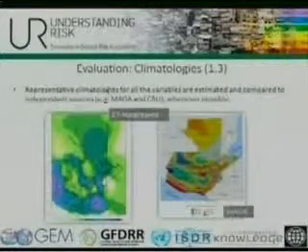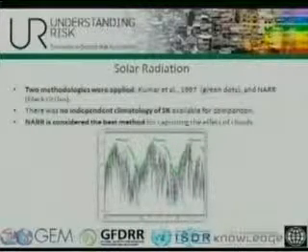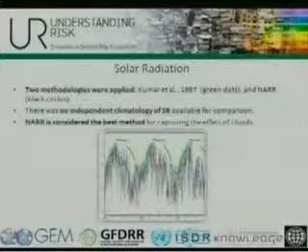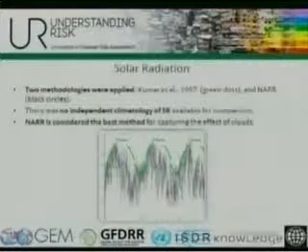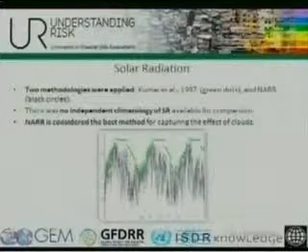This is another climatology, evapotranspiration, and this is solar radiation. Like I said, I'm working with NR data, and this shows that it has an interannual variability, unlike other methods, and it also shows the impact of clouds during the rainy season.